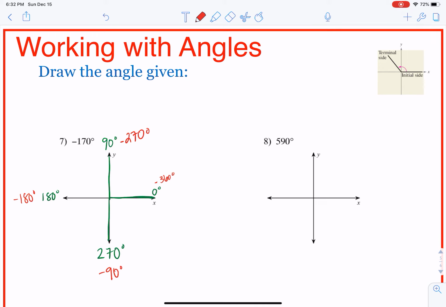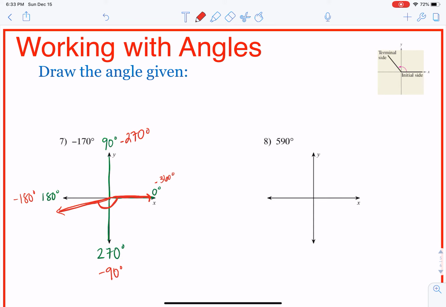So where does negative 170 fall? I would say that if this is my initial side, negative 170 degrees would probably fall somewhere right over here. So this would be an example of drawing an initial side. Here's my initial side, here's my terminal side, and I'm at negative 170 degrees.